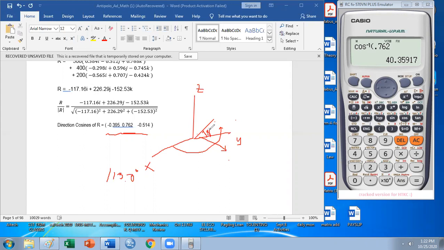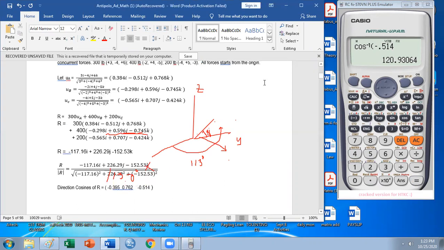And then this is 113 degrees. And then this negative 0.514, when you take its inverse cosine, inverse cosine of negative 0.514, that's more than 120 degrees from the positive Z, so it goes down there. So that's how you get the resultant, and that's how we deal with vectors.